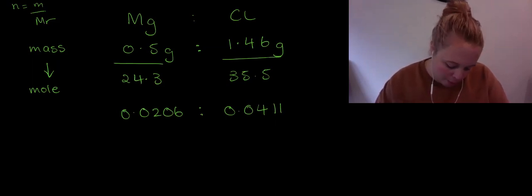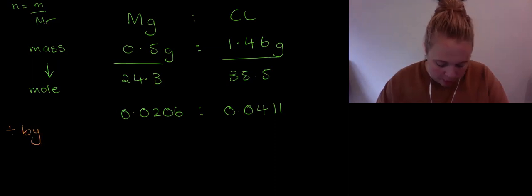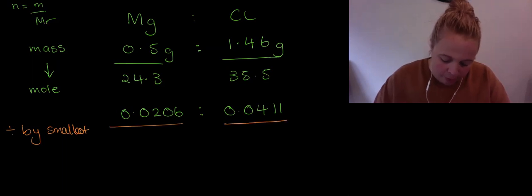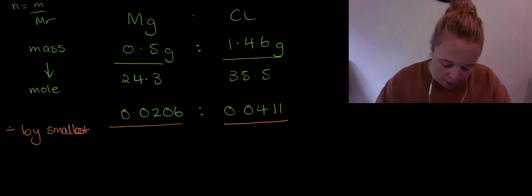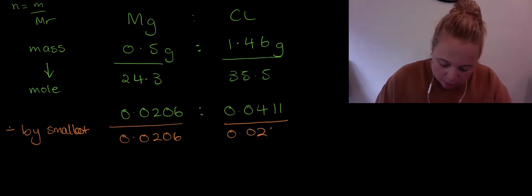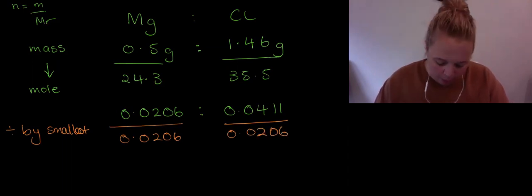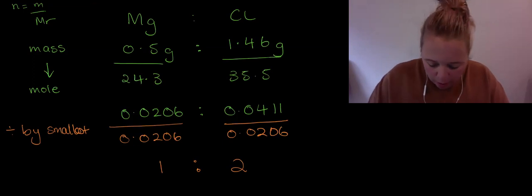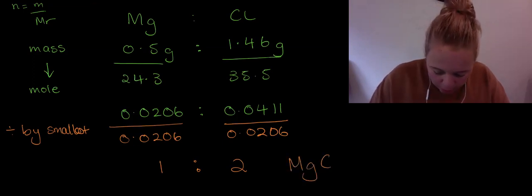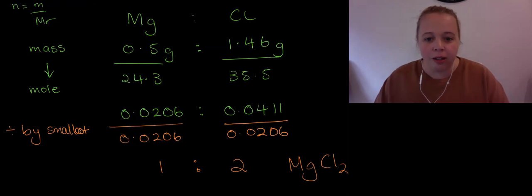Okay, what's our next step? Our next step is we've got to divide by the smallest. So which one is our smaller number of those two? We're going to divide by 0.0206. What we do to one side, we've got to do to the other side. We end up with a ratio of 1 to 2. That means that we've got 1 magnesium with 2 chlorines. So my empirical formula for this one is MgCl2.